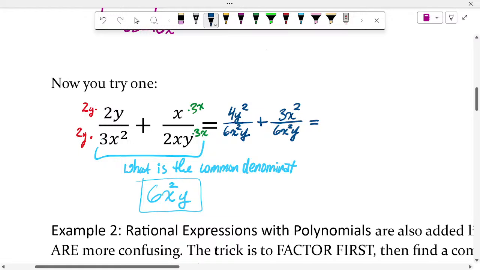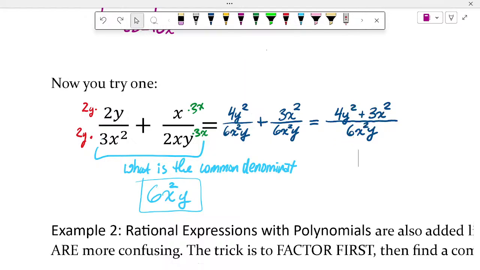And now, what's the top of this thing? Can we add those? Are they like terms? No. So it's not pretty. We just say 4y squared plus 3x squared. But at least now, because they have a common denominator, we can write it over the same denominator, which is 6x squared y. And then I can cancel that x squared with that x squared. And that 3 cancels with that 6 and gives me a 2, right? And that y will cancel with one of those, right? Wait. Can I do all that? Slow down. It's addition. I can't do any of that. Is there anything I can cancel? Nothing. Does that make sense? Nothing I can cancel.